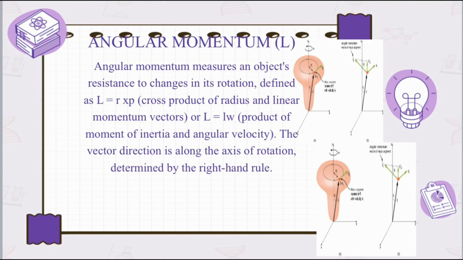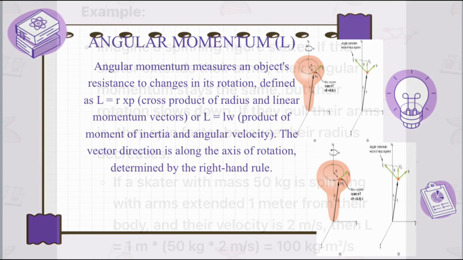Angular momentum. Angular momentum measures an object's resistance to changes in rotation, defined as L equals r times p, or L equals I omega. The vector direction is along the axis of rotation, determined by the right-hand rule.